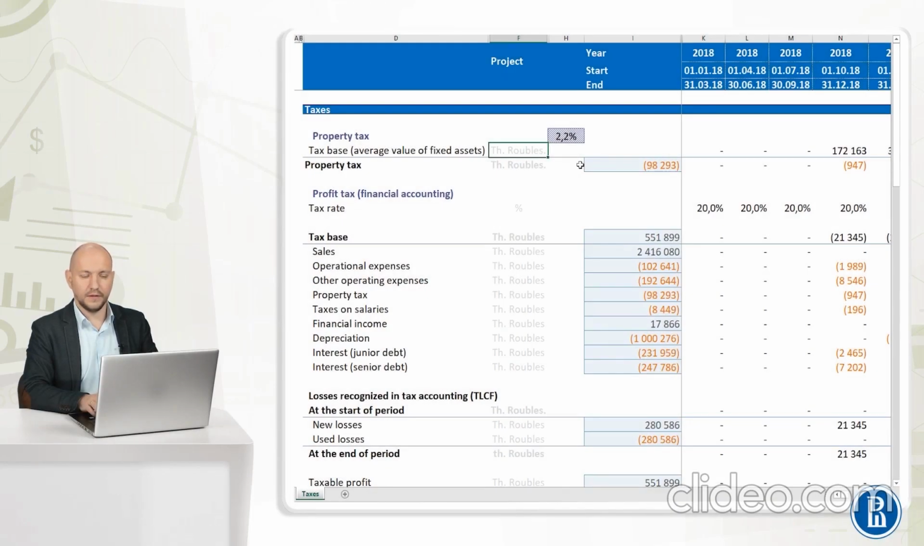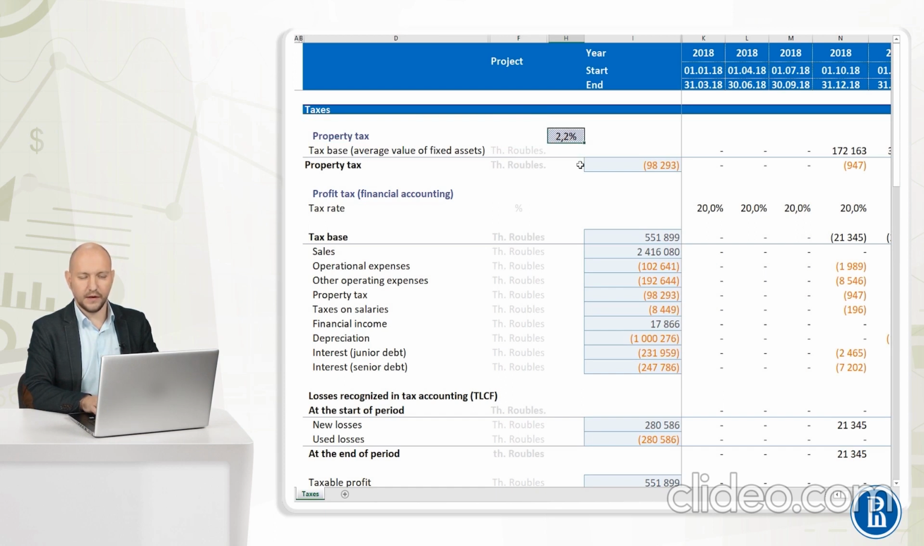And now we're going to continue dealing with taxation in financial models, and in this lecture we'll consider detailed calculations of main taxes that are used in financial models. And let's get started with property tax.